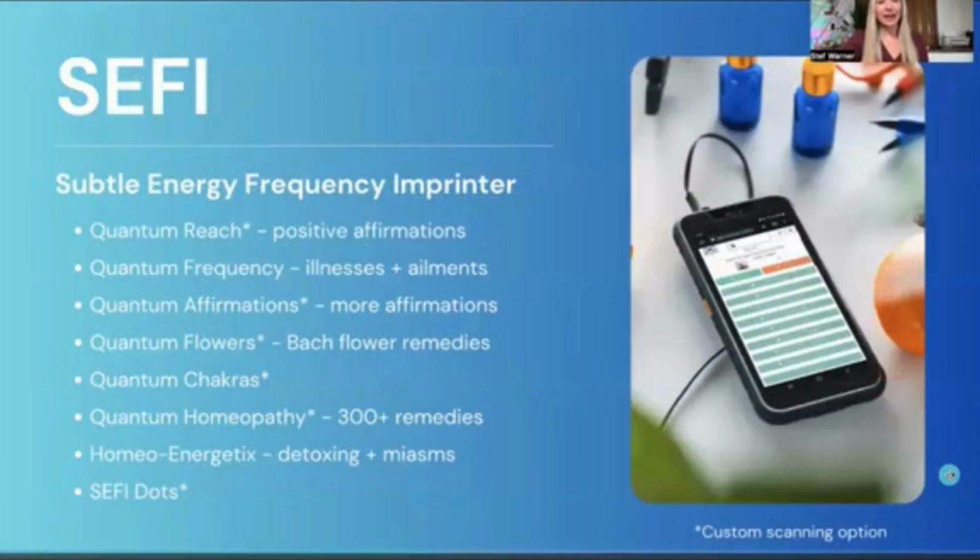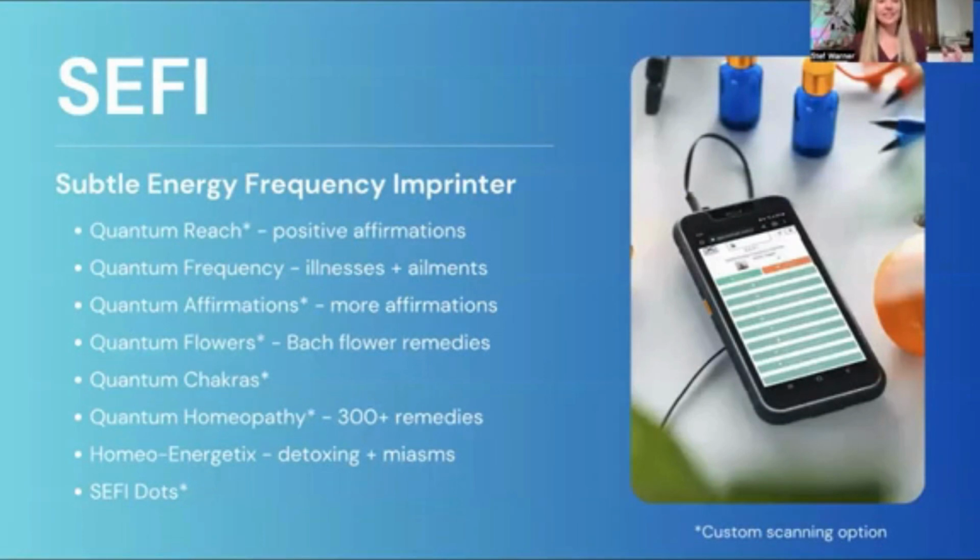And next we have the powerhouse of this device, Cephy. Cephy stands for Subtle Energy Frequency Imprinter. There are over 1,000 different frequencies in this program alone. If you can think of an issue, an ailment, something that someone is facing that is causing them symptoms, there is a frequency to help restore balance to that issue.